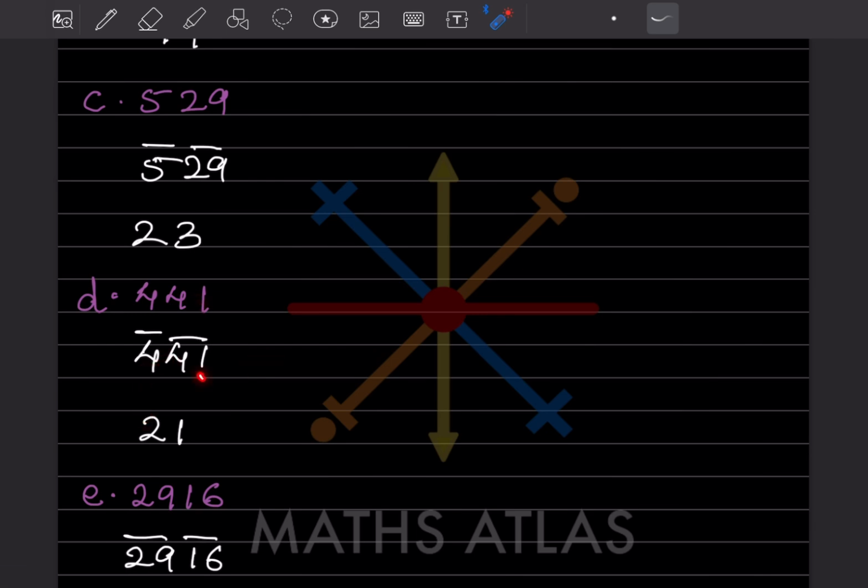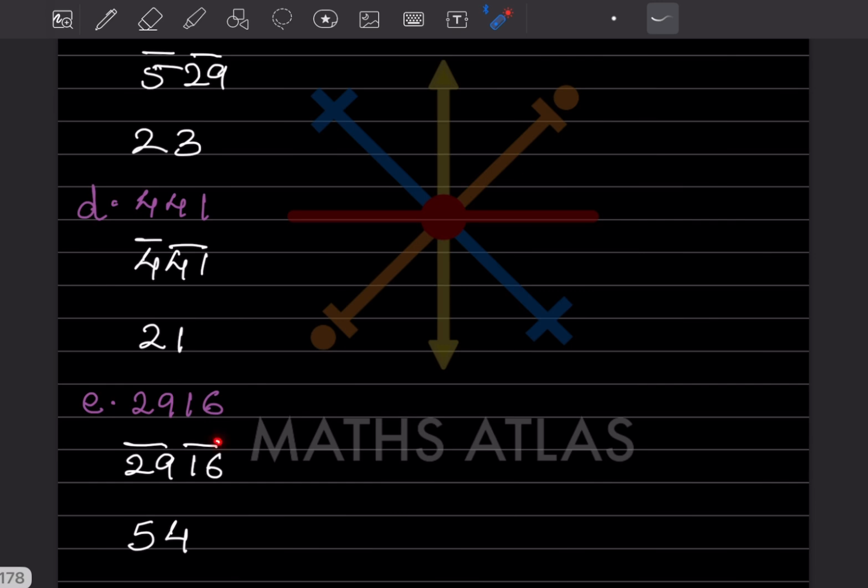Then you will see this number. So 1 square will be 1 and 9 square will be 81. Here this 2 is already there. So this number is going to be, you will just see 21 into 21, that is going to be 441.